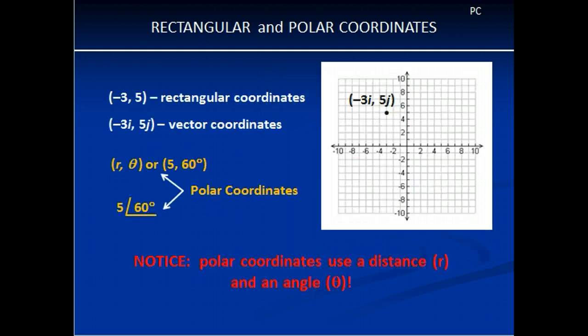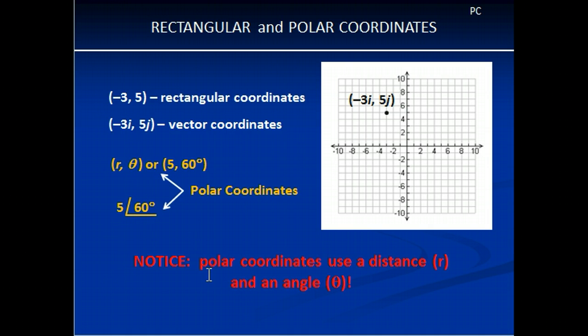When we're talking about polar coordinates, if we have, let's just say, -3, 5 in rectangular coordinates, we could use -3i and 5j as vector coordinates. Or for polar coordinates, we use r, theta, which would be 5 and 60 degrees, where r is a definite directed distance, and theta is a number of degrees. And you can write it in either of these two ways. You can do it with the r and the theta, or you can use this funny little line thing here.